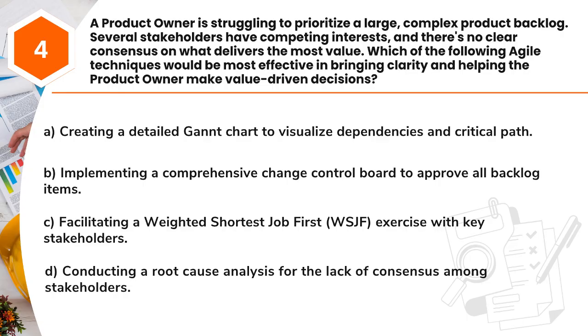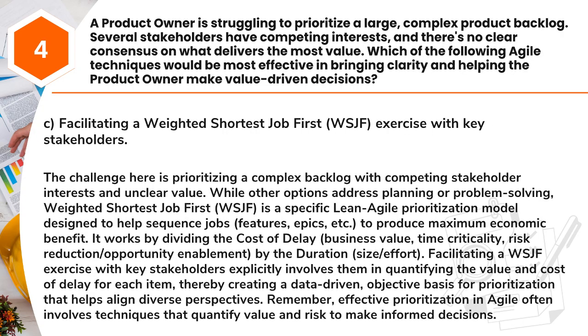B. Implementing a comprehensive change control board to approve all backlog items. C. Facilitating a weighted shortest job first, WSJF, exercise with key stakeholders. D. Conducting a root cause analysis for the lack of consensus among stakeholders. Answer: C. Facilitating a weighted shortest job first, WSJF, exercise with key stakeholders.